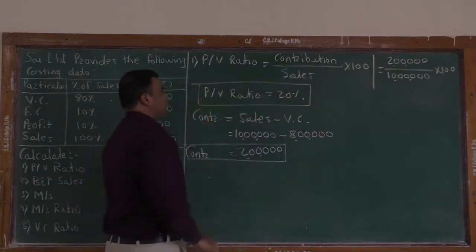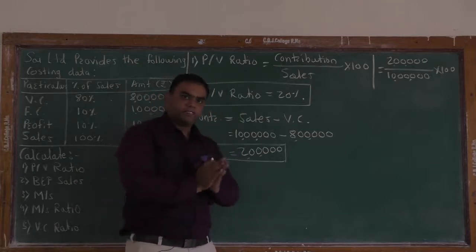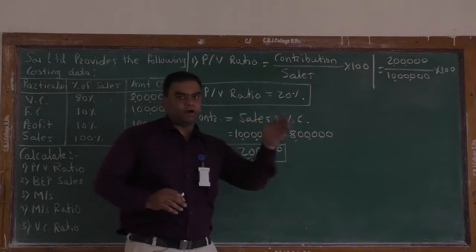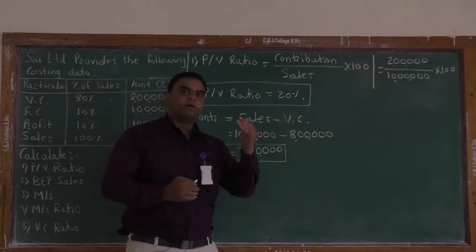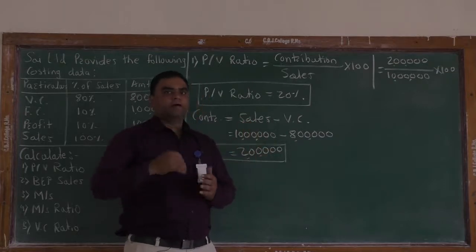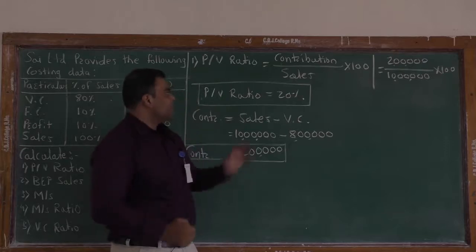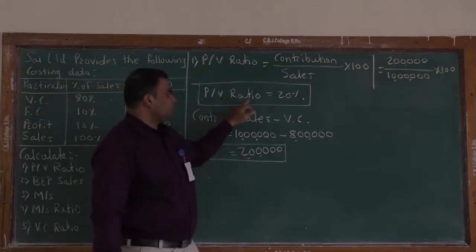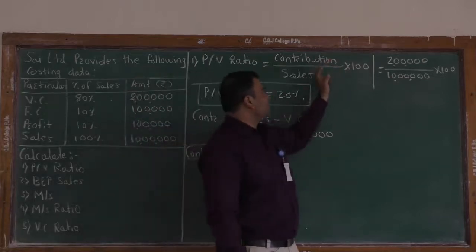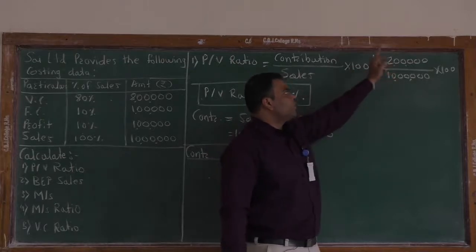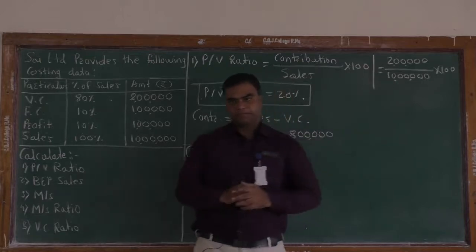PV ratio, as we have calculated, is 20%. It means contribution is 20% of sales, fixed cost is 20% of BEP sales, and profit is 20% of margin of safety sales. So here PV ratio 20% means contribution to sales ratio is 20%. It means contribution is 20% of sales. You can see contribution is 2 lakh, which is 20% of sales, rupees 10 lakh.